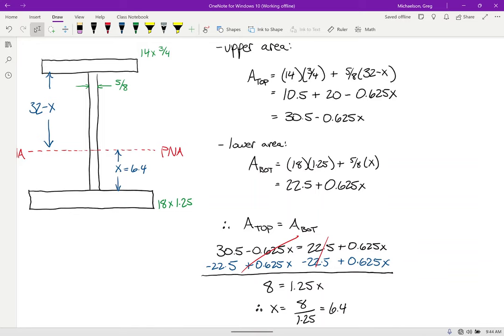Why don't we do areas over here? Well, the reason we don't do areas over here is because we're dealing with two different materials. We're dealing with concrete and steel. So because we're dealing with concrete and steel, we have to deal in force equilibrium. Whereas with this, it's steel and steel. We can factor out the yield stresses and just worry about areas. Does that make sense?